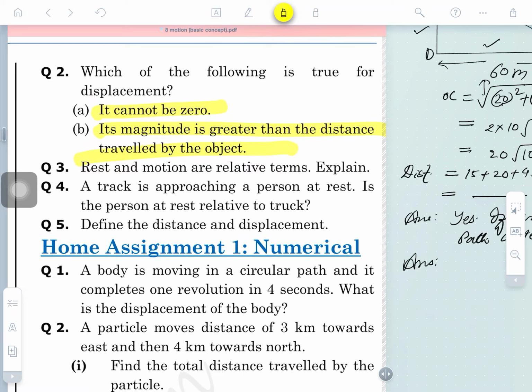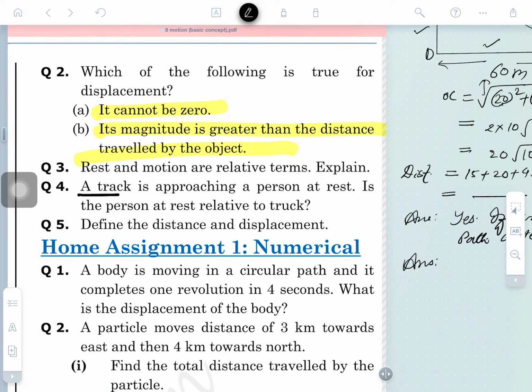So you will explain this here. One object appears in motion to the other. What is the right answer? One object appears in motion for the other because the other object is at rest, or moving with a different speed, traveling different distances in different time intervals. Clear? If both are moving at the same speed, they will not appear in motion with each other. So, one object appears in motion to the other because one of them is at rest. This is the relative term here. Your friend is in motion because you are at rest.